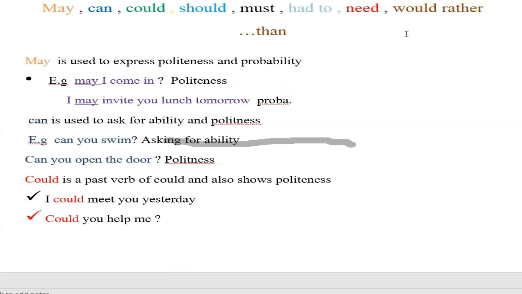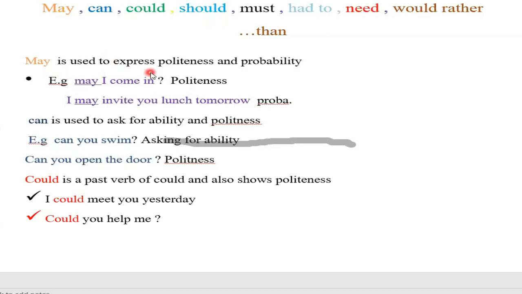There are different modal verbs, as you know. Let's look at this: may, can, should, must, have to, need, would rather than. I think you are looking at the PowerPoint. These are some of the modal verbs.